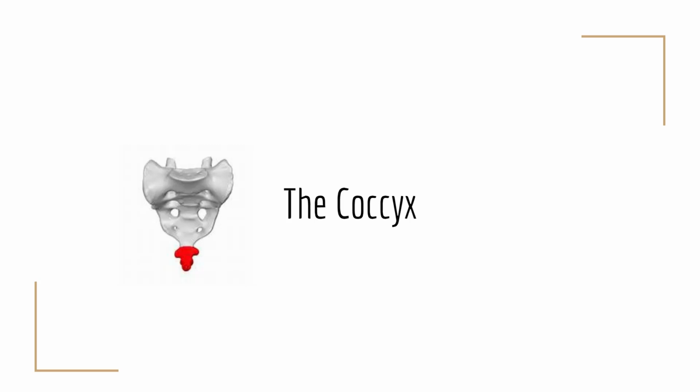And finally we have the coccyx, also known as the tailbone, and it is the final part of the spine located below the sacrum in the lower back. It's a small triangular bone made up of 3 to 5 fused vertebrae and held together by ligaments and joints.